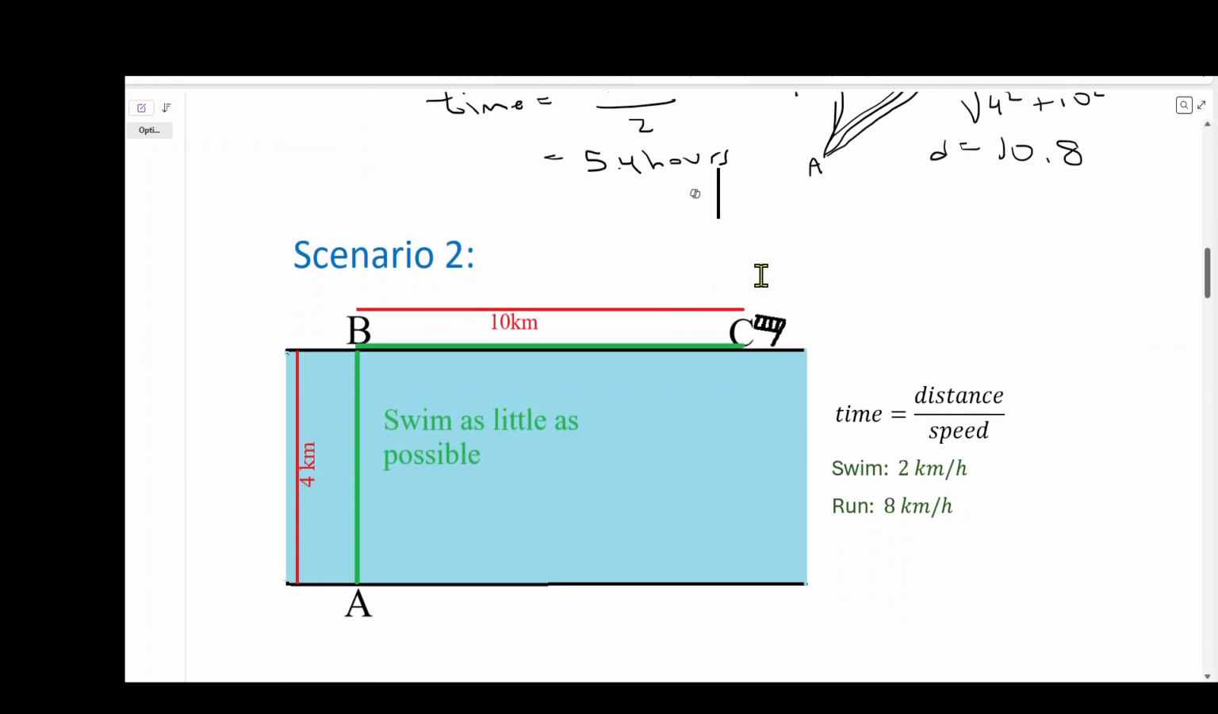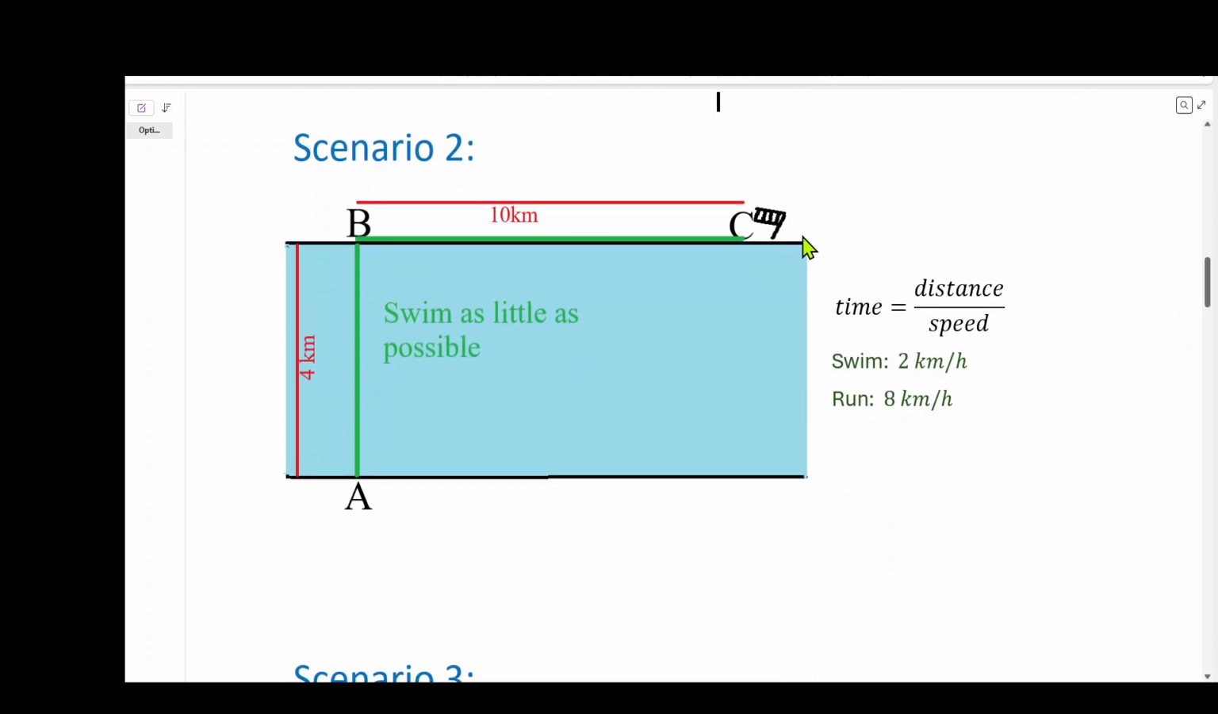This time we're going to swim as little as possible. So if we're going to swim as little as possible, it means we're going to get in the water at A and go directly across the lake, meaning perpendicular to the shore of the lake. And so we're going to run the entire 10 kilometers. Actually, we're swimming the 4 kilometers. So we're literally going to swim 4 kilometers and then run 10 kilometers.